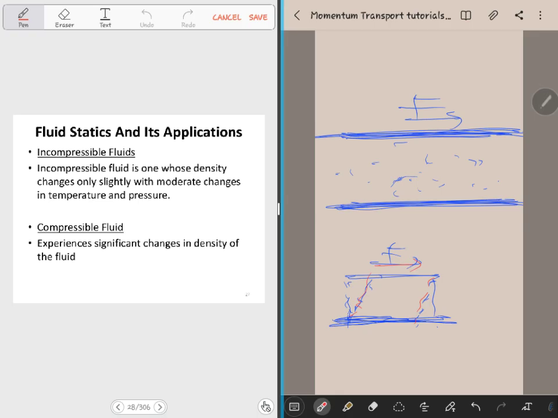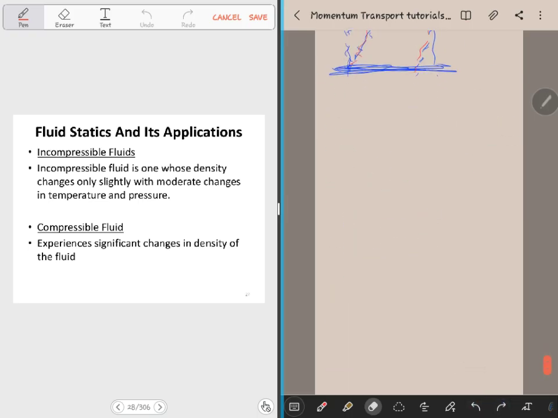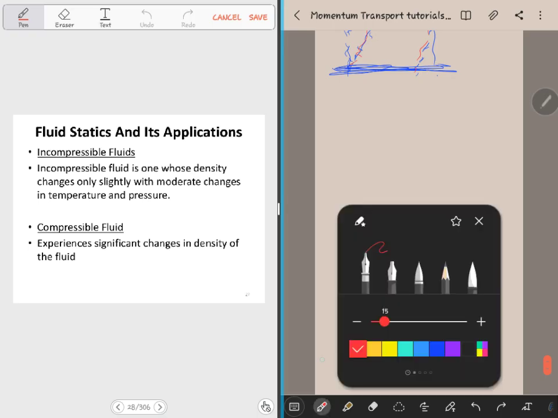So then, incompressible fluids. When I try to compress something, what happens? Let's see. Let's do this. Oh, sorry. Let's say I have a balloon, right? Balloon.